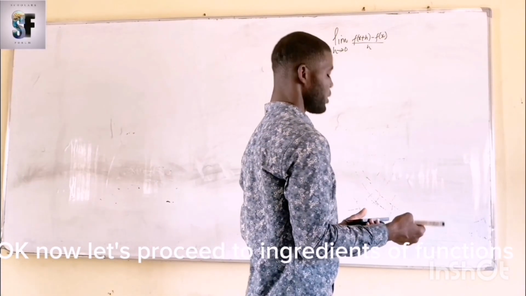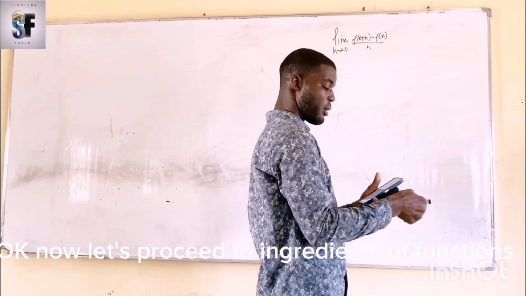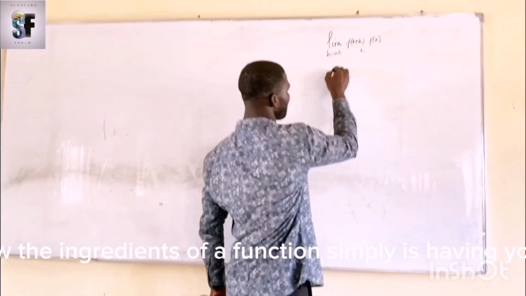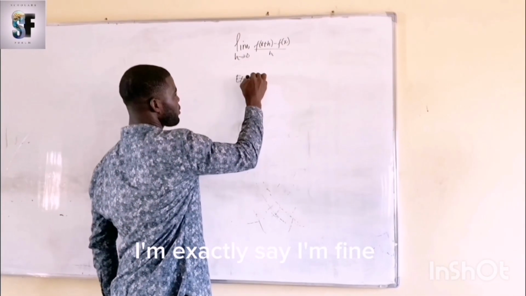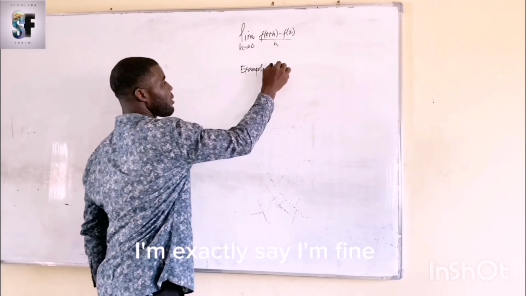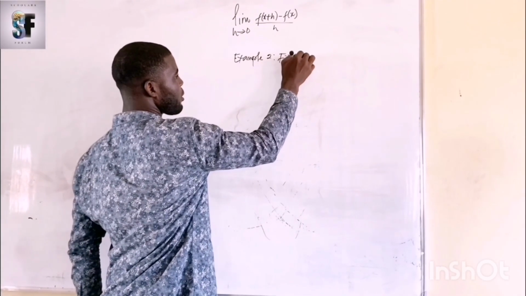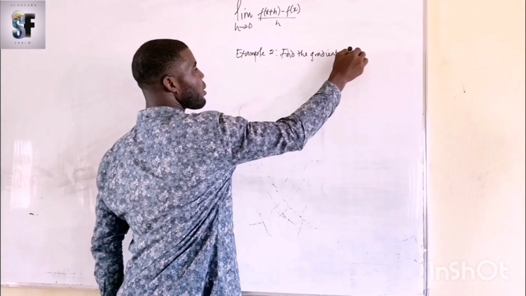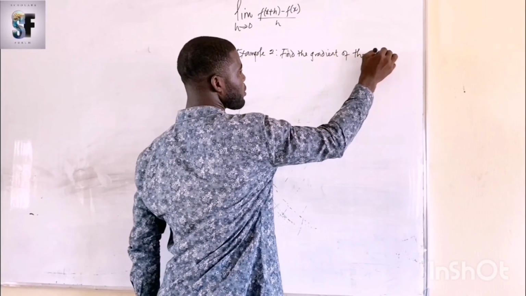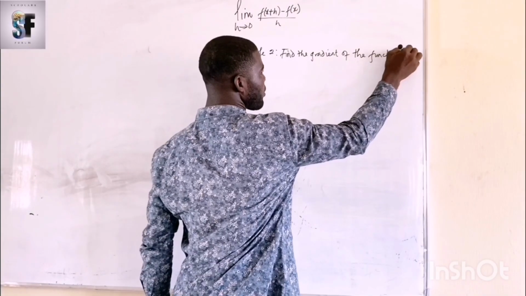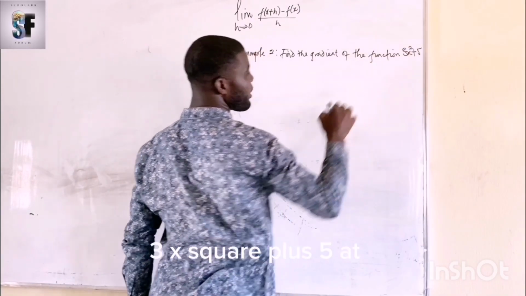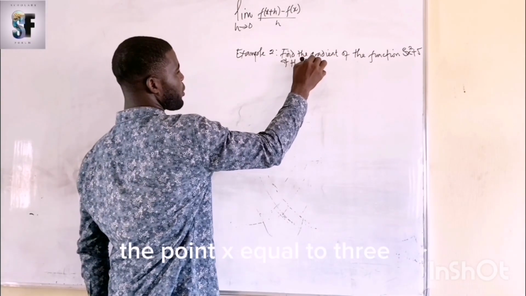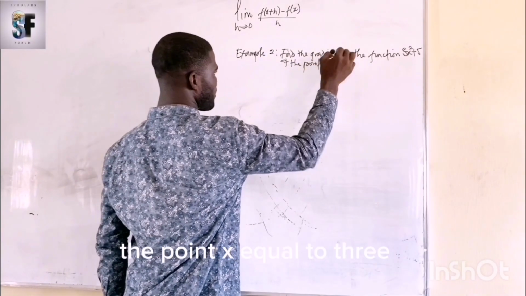Okay, now let's proceed to gradients of functions. Now, the gradient of a function, in case I give you an example, let's say, find the gradient of the function 3x squared plus 5 at the point x equal to 3.